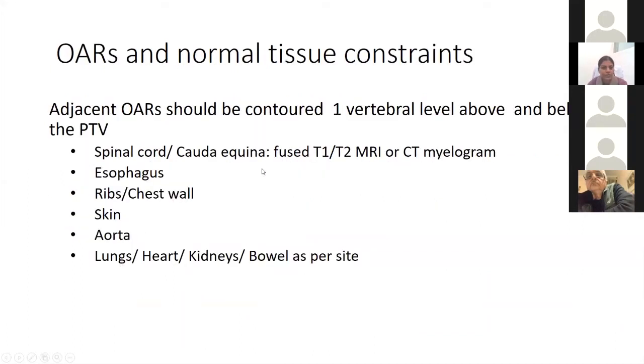The most important OAR in spine is the spinal cord or cauda equina, depending on the level. But other structures such as esophagus in the cervical and dorsal spine, ribs or chest wall in the same region, the skin always, aorta, and depending on the craniocaudal extent, heart, lungs, kidneys, and bowel may also be additional OARs that will need to be delineated. Ideally, they should be delineated for the entire extent, but at least a vertebral level above and below.